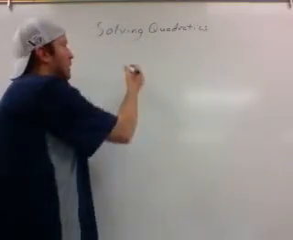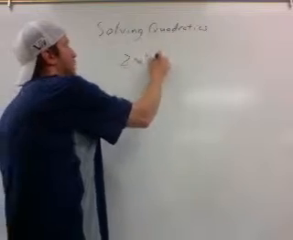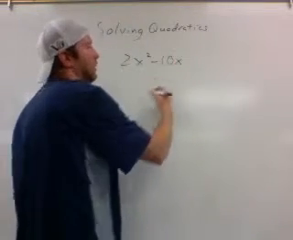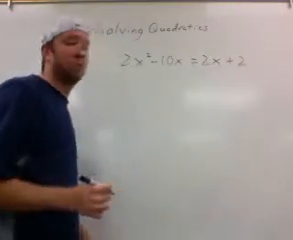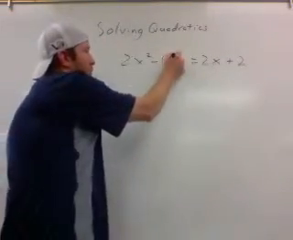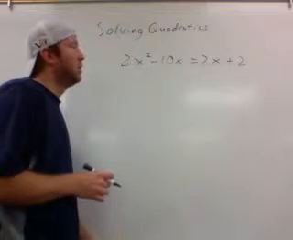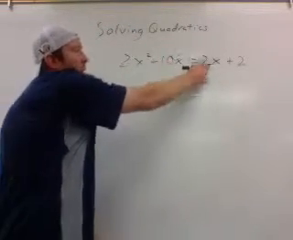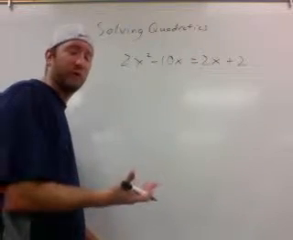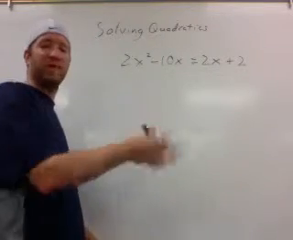All right, let's look at another example. 2x squared minus 10x equals 2x plus 2. So first thing I'm going to do with this one, notice I've got an x squared and an x term, so square rooting is not going to work. So I'm going to maybe see if I can factor.